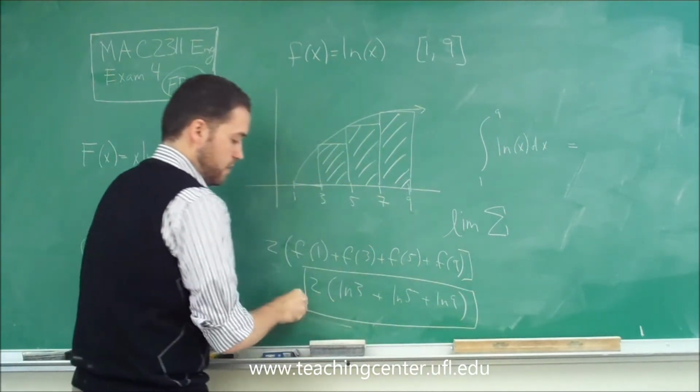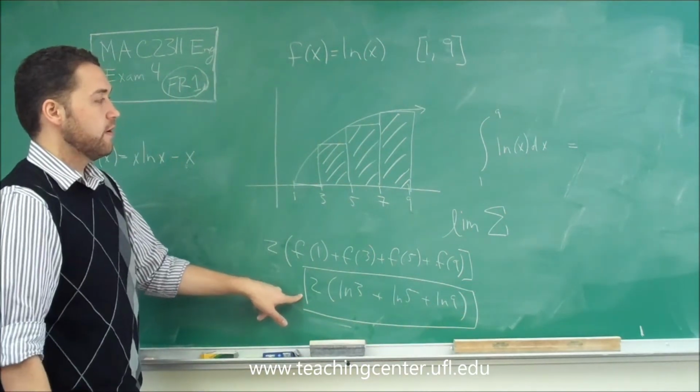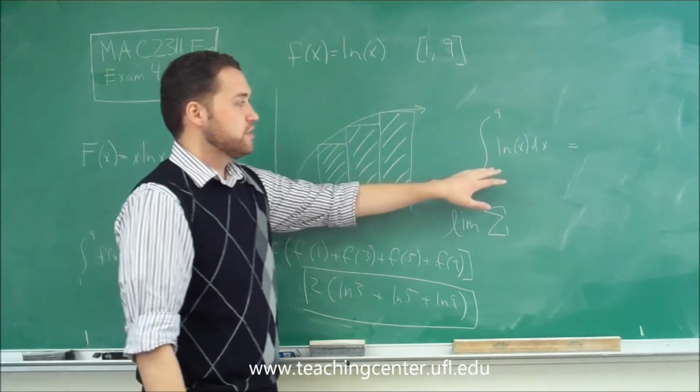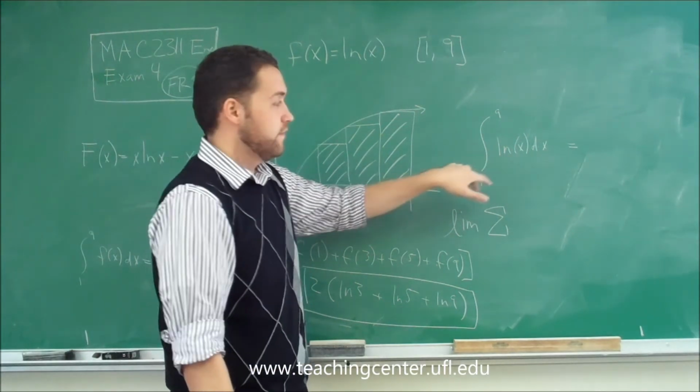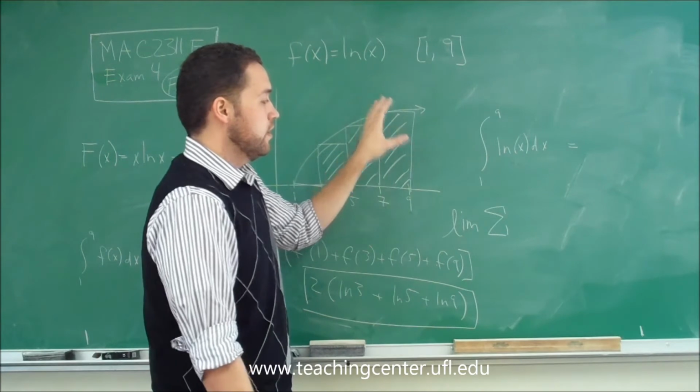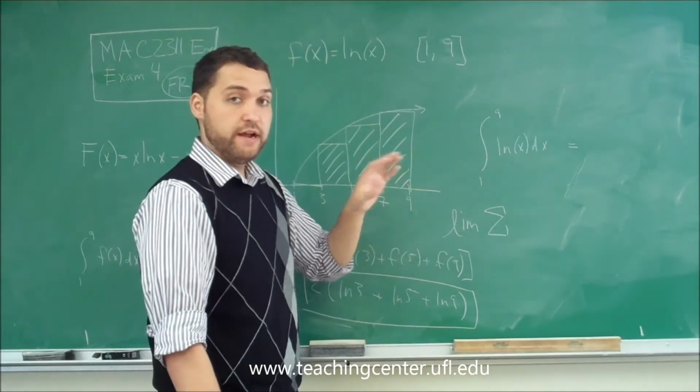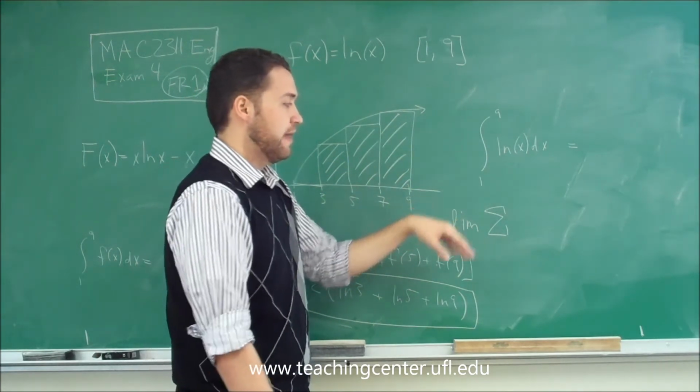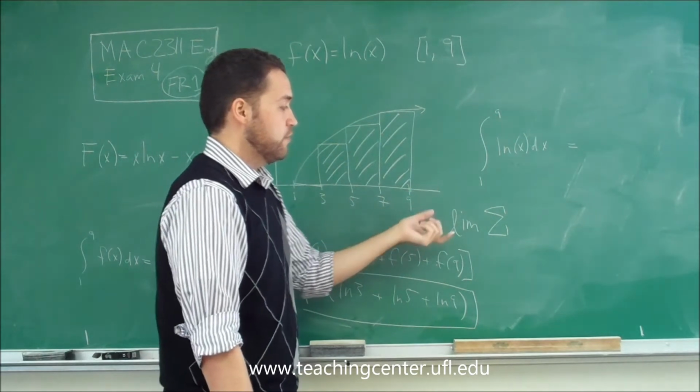Then the second part says, if we want to actually take the integral and find the exact area from 1 to 9 of this function, what would the Riemann sum look like? They don't want you to actually evaluate the Riemann sum, they just want you to fill in the missing pieces. And they give you limit and sum.